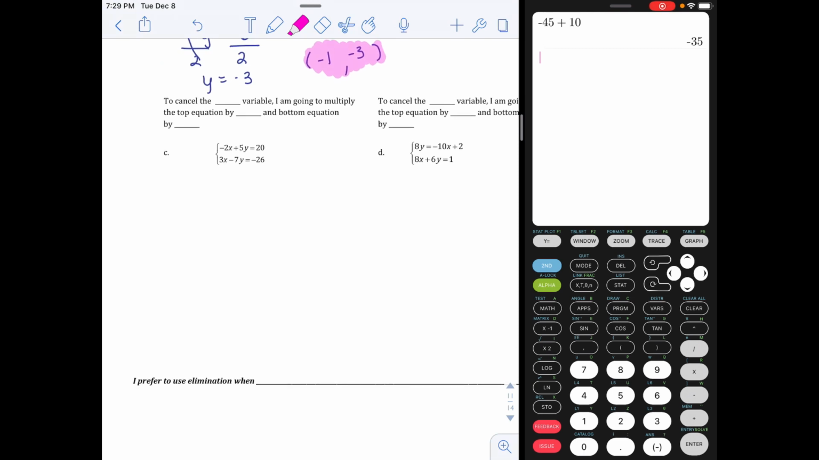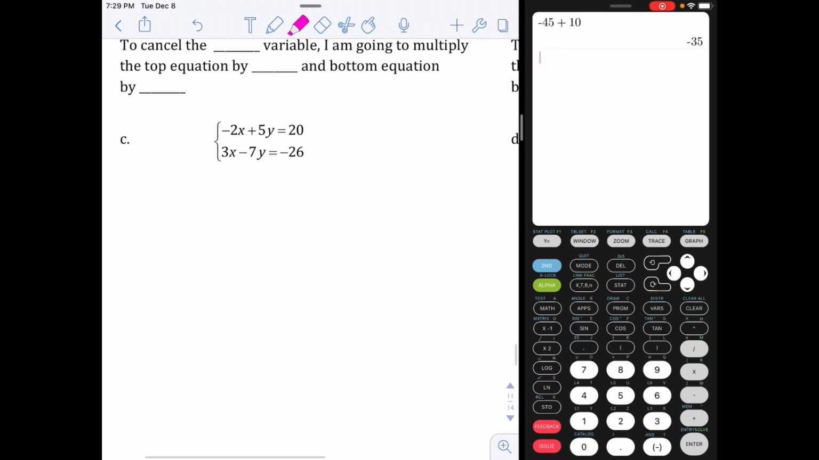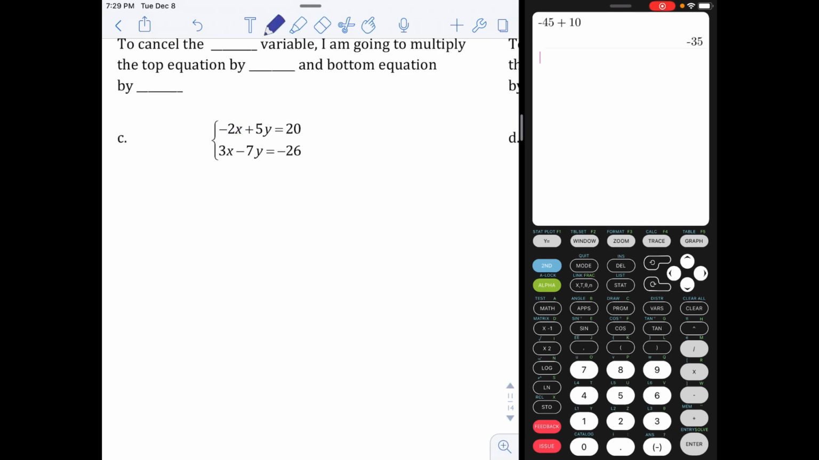Okay, so let's look at these numbers again. Going to the smaller one, 5. 5 times nothing gives me 7. Going to the smaller one, 2. 2 times nothing gives me 3. So I know I have to multiply the top and the bottom by something. So maybe I'm going to try the x's, because they're smaller numbers, right? And they are already opposite signs, so that's kind of nice too.